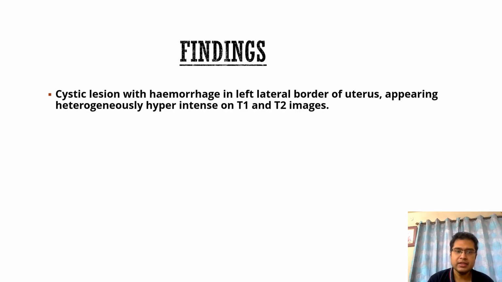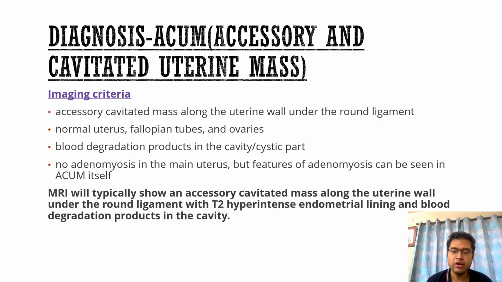So the findings here are that there is a cystic lesion with hemorrhage in the left lateral border of the uterus, which appears heterogeneously hyperintense on T1 as well as T2 weighted images. So based on these findings, what do you think the diagnosis is in this case? The diagnosis in this case is accessory and cavitated uterine mass, or ACUM.